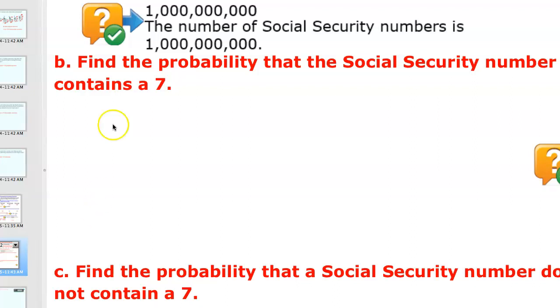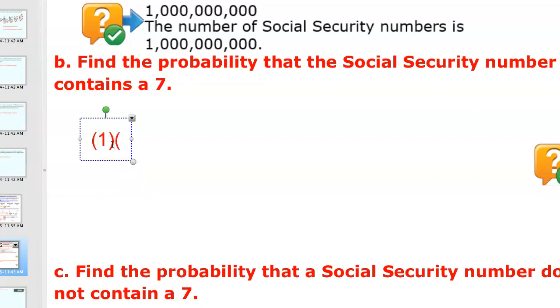So there's at least one 7 in it, okay? So for the first number, what we're going to do is we're going to make the first number have to be a 7. So this one, we have to have at least one 7. So that means there's only one possible outcome for the first number. It is going to be a 7.